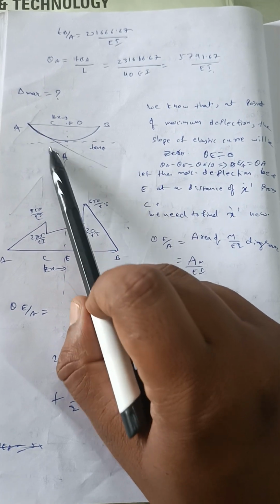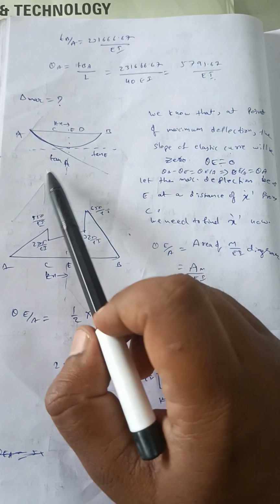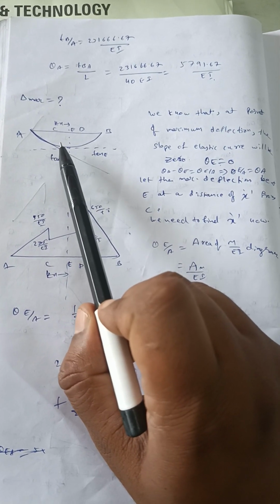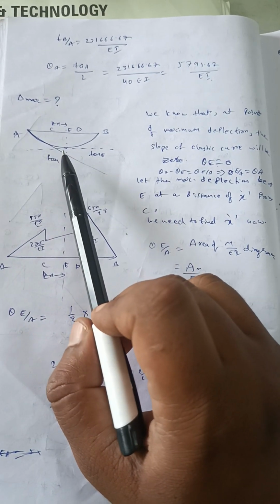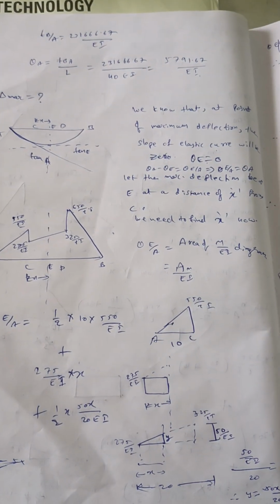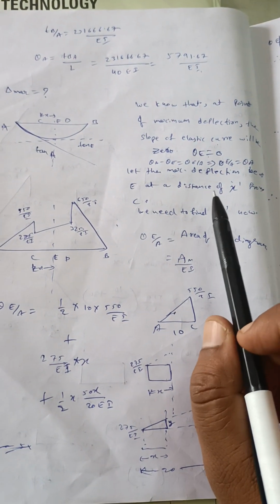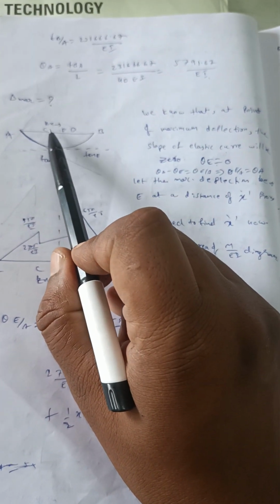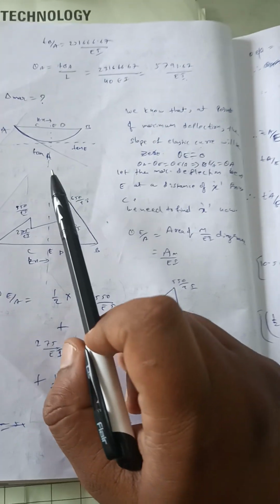Now let me draw a tangent at A, tan A. Taking A and E, theta A minus theta E is equal to theta E by A. Now theta E by A is equal to theta A, because theta E is 0. Now let the maximum deflection be at E, at a distance of x from C. We need to find this x.